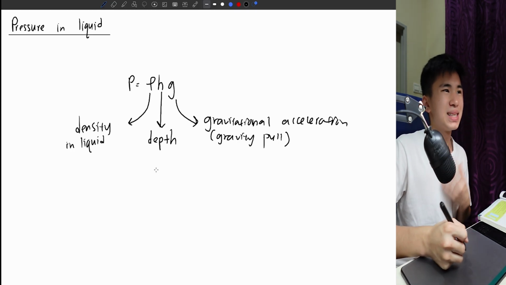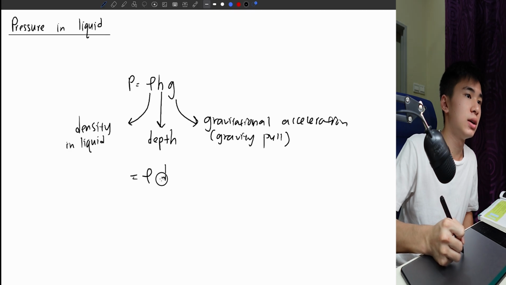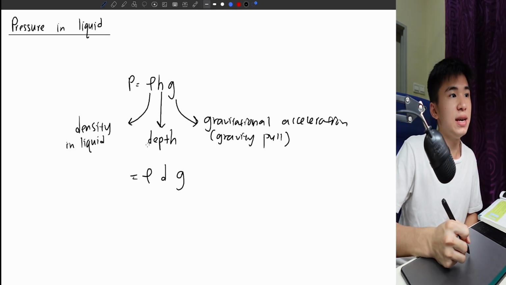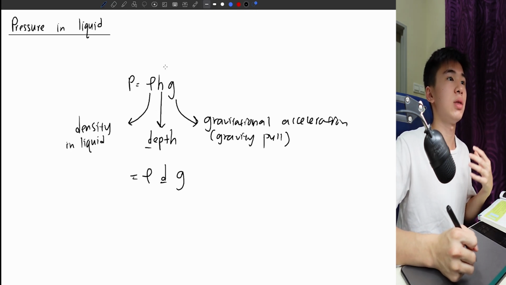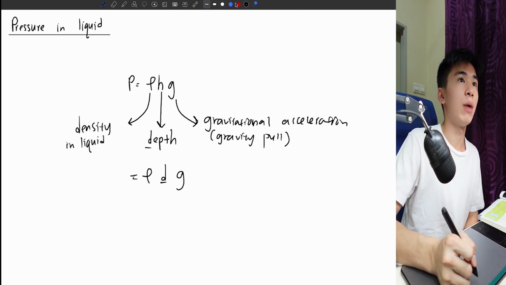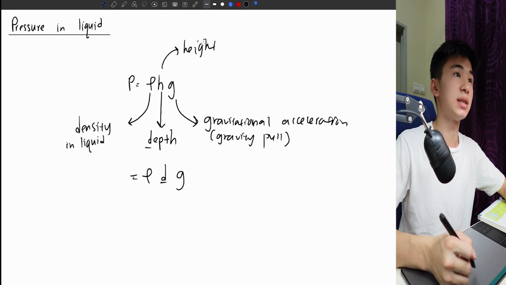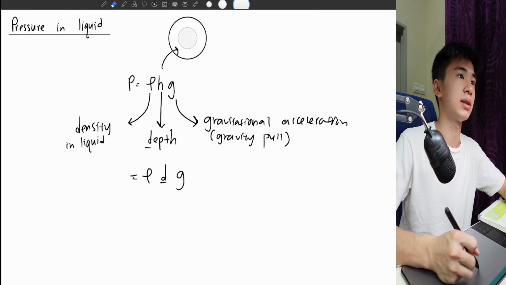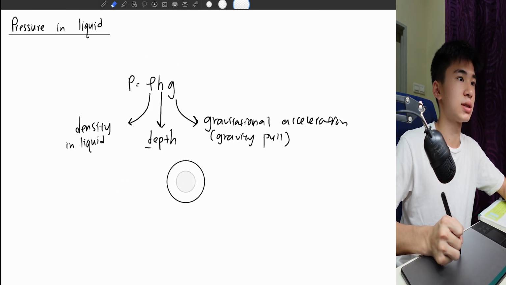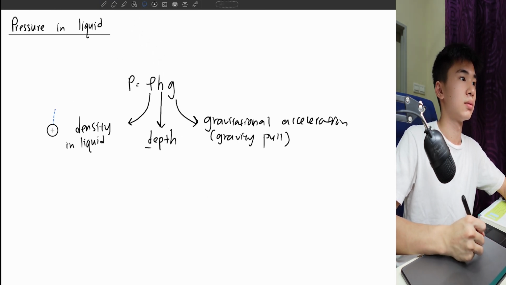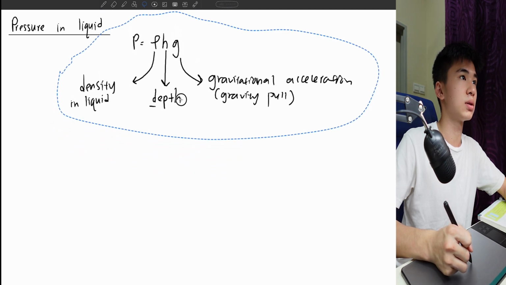Okay, but sometimes I prefer to write rho dg, where the d is our depth, because sometimes I might get confused between this h and this d. I will think this is our height, but that is fundamentally wrong. It is not height, it is depth. So let me just erase this first.